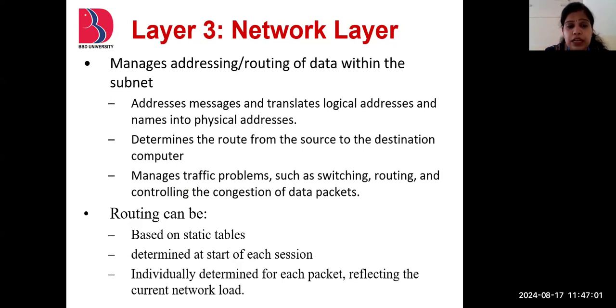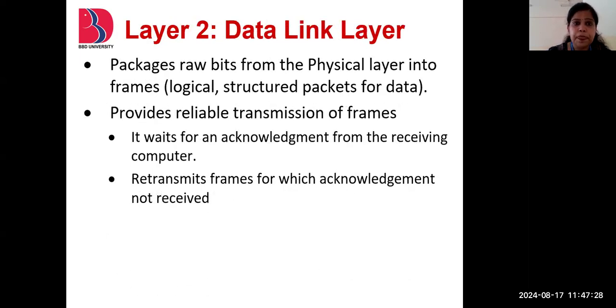The routing is done by maintaining the routing table, which is updated regularly based on the static tables, and it determines at start of each session. It individually determines for each packet reflecting the current network load. So the main function of this layer is to provide the best route to the data to be transferred from source to destination. Next comes the data link layer.